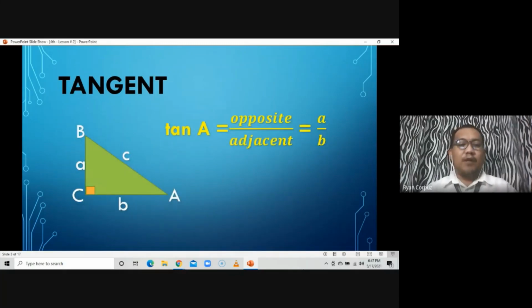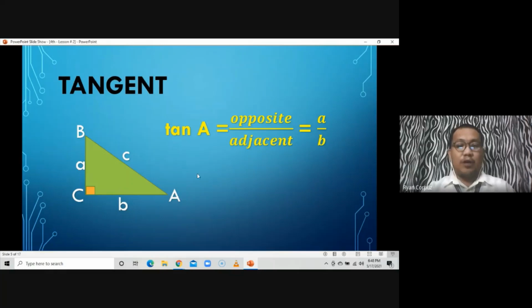Next, how about tangent? With the same given right triangle, and with regards to angle A pa rin tayo, if we want to find out tangent A, we can form a ratio by simply applying opposite over adjacent. With regards to this angle A, the opposite side of it would be A over the adjacent side, which is B. The adjacent side is the side closer to that angle other than the hypotenuse. So that's opposite over adjacent.